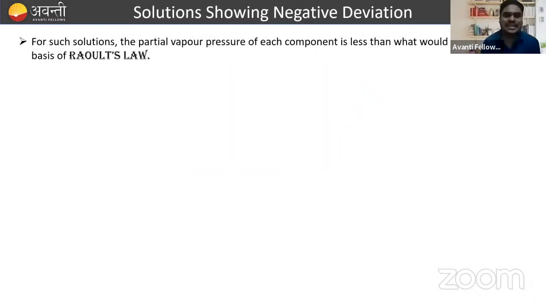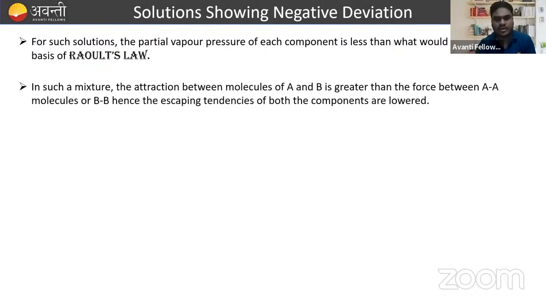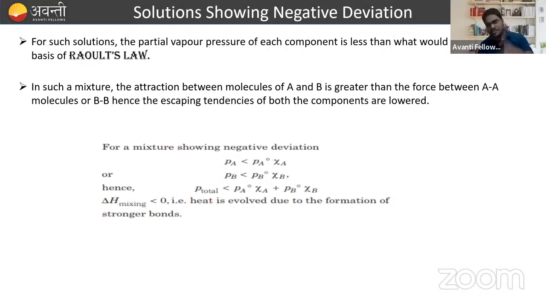Right? Now, let's see the solutions showing negative deviation. What type of solution shows negative deviation, beta? For such a solution, the partial vapor pressure of each component is less than what would be expected on the basis of Raoult's law. In such a mixture, the attraction between the molecules of A and B is greater than the force of attraction between AA and BB, just opposite of positive deviation, right? As a result of this, the escaping tendency of both components is lowered. And due to this, the vapor pressure decreases from what we expected from Raoult's law.